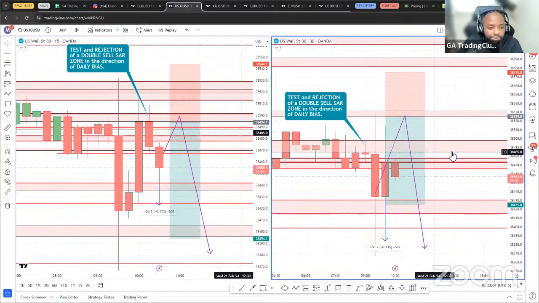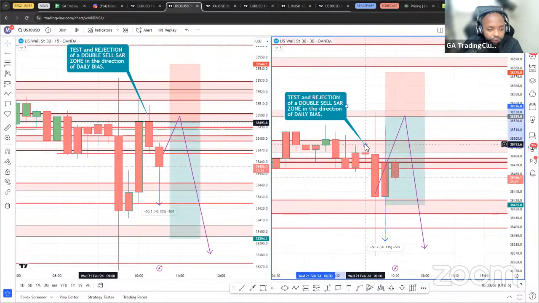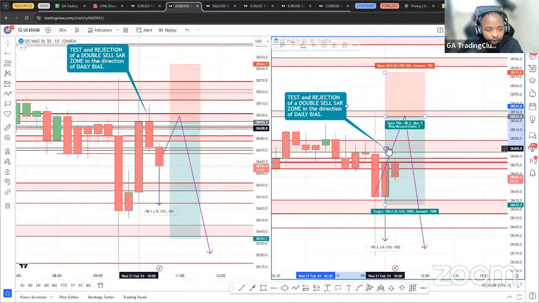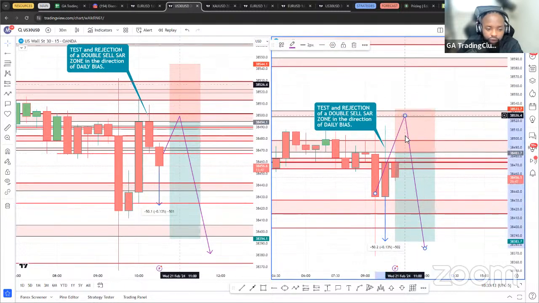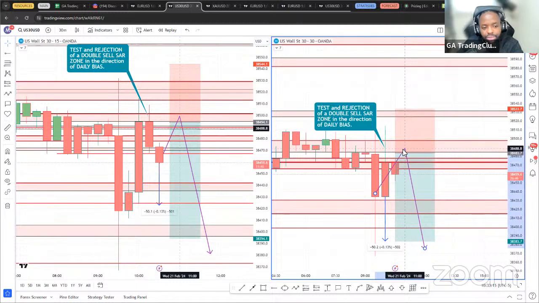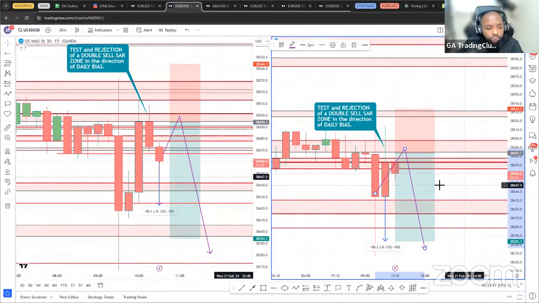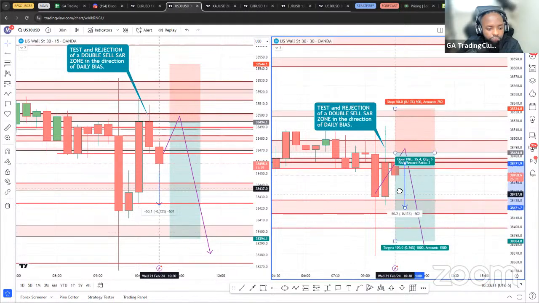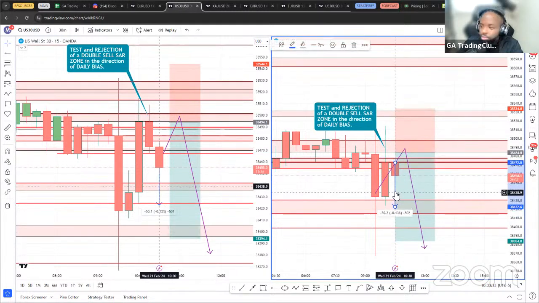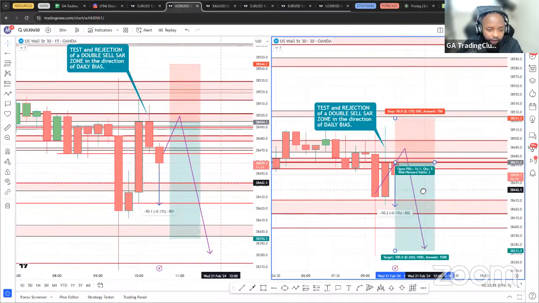let's see what we have. We have a possible test and rejection of this zone that's now here. So we might get such a trade setup. So forget the first one. So we might get this one. Actually, wait, test and rejection. Never mind. There's a test and rejection that's, let me see if we can get this. There's a test and rejection that's currently going on right now.